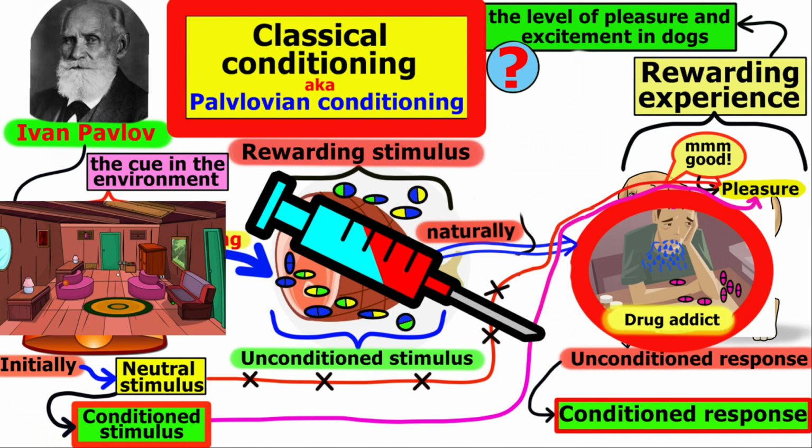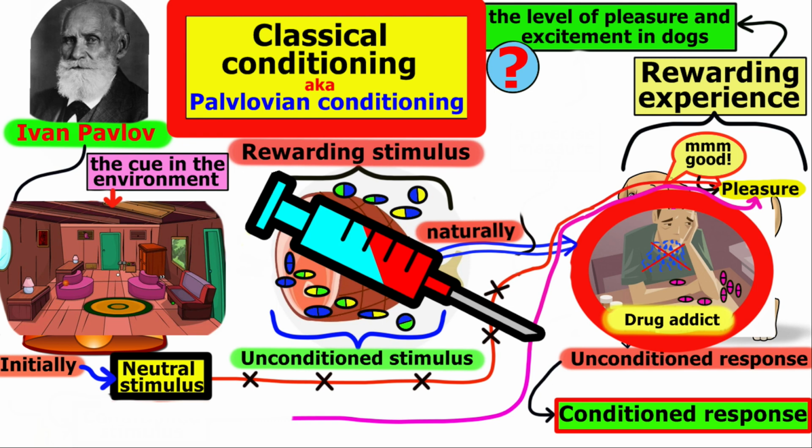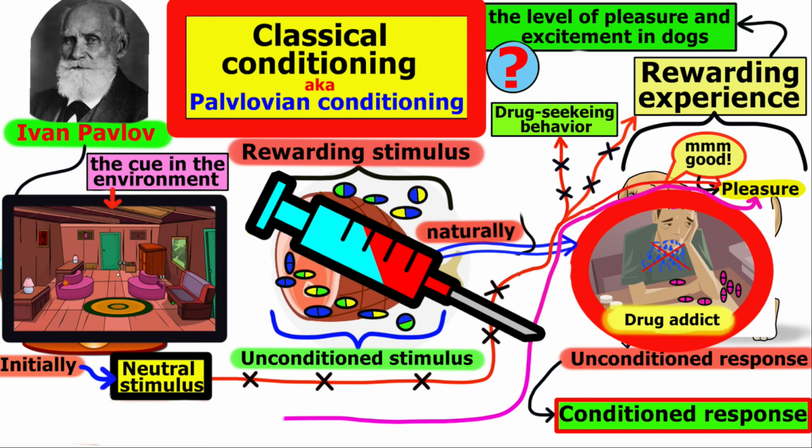Full disclosure, the drug addict doesn't salivate when on drugs. But he feels pleasure, euphoria, in other words, the rewarding experience. Let's say the room is the cue in the environment. Initially, the aspect of the room was a neutral stimulus because, on its own, it didn't elicit the drug-seeking behavior. But since the addict saw the same room every time he took the drugs, the aspect of the room was paired with the presence of the addictive drug while feeling pleasure.